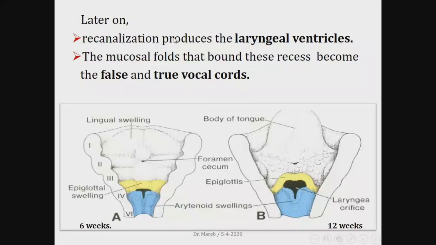After that, there will be recanalization, and this recanalization produces the laryngeal ventricle, and the mucosal folds that bound these recesses become the false and the true vocal cords. And ultimately at 12 weeks you can see that the laryngeal orifice has the characteristic adult shape.